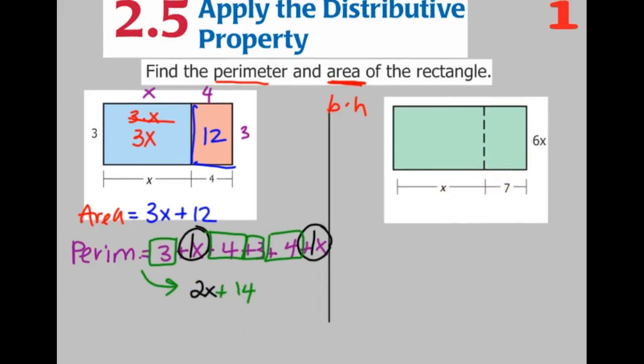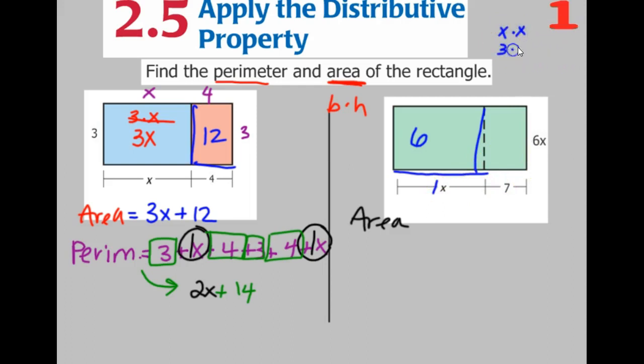Let's look again here. First, finding the area. Area is base times height. So the base of this first one is x. The height is 6x. This is really a 1x. So 1 times 6 is 6. But then we have x times x.